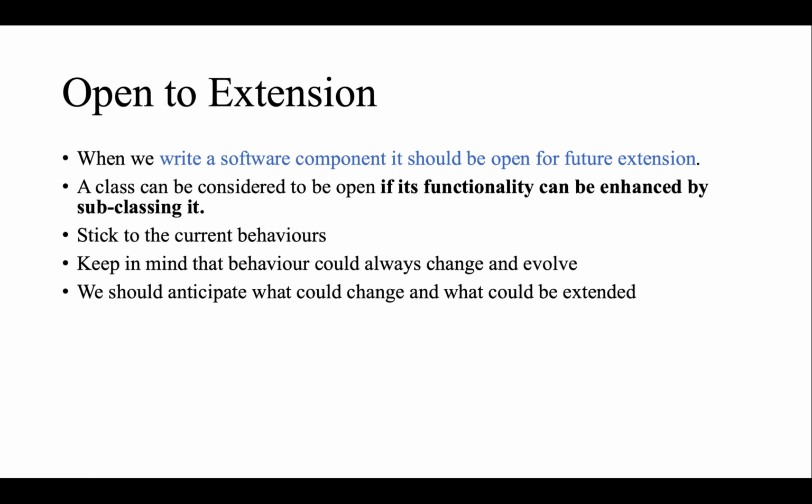When we write a software component, it should be open for future extensions. This means inheritance should be possible. A class can be considered to be open if its functionality can be enhanced by subclassing it. That means by following the inheritance. Whenever we are creating classes, it should stick to the current behaviors, also keeping in mind that behaviors could always change and evolve. We should anticipate what could change and what could be extended. And by considering all these things, we should design our classes. So that is what I mean by the open to extension part.